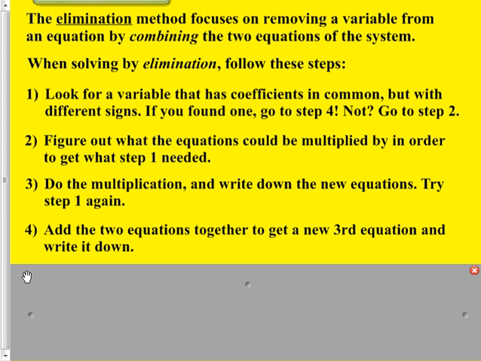Now, assuming we can finally get past step 1, what we're going to do is add the two equations together. This will give us a new third equation, and this new third equation will have lost one of its variables. You're going to write this equation down. It is how we're going to move forward.